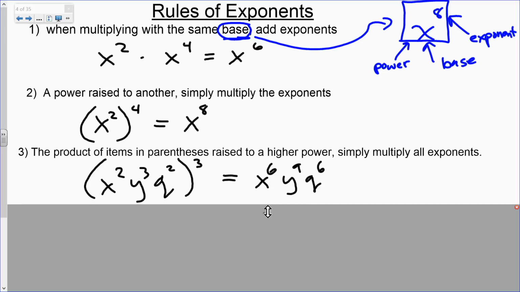So look at what's in parentheses. I got a bunch going on here. X to the second, y to the third, q to the second, all raised to the third power. So what did I do? I just took every power and multiplied it by the power outside the parentheses. 2 times 3 is 6, 3 times 3 is 9, 2 times 3 is 6, done.